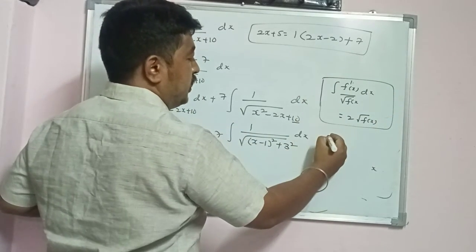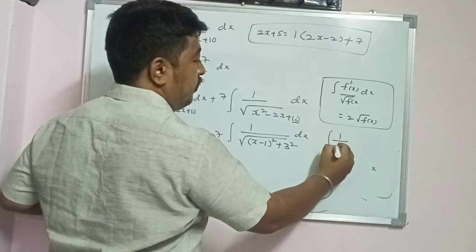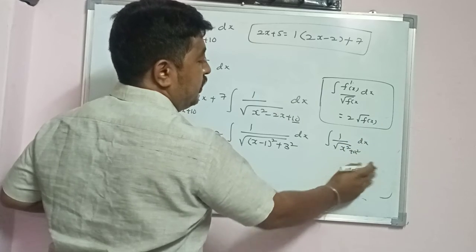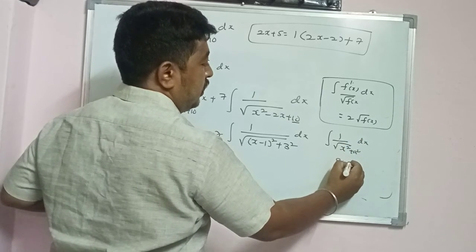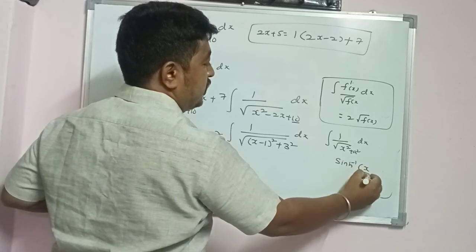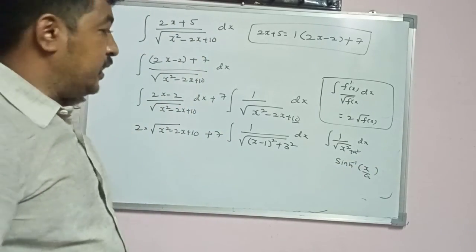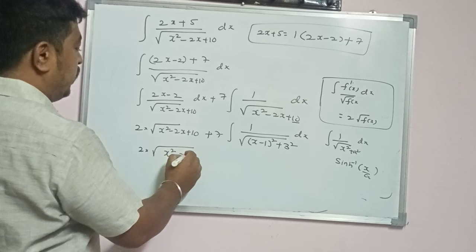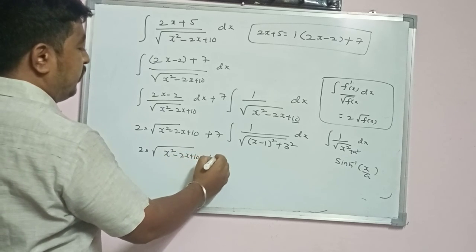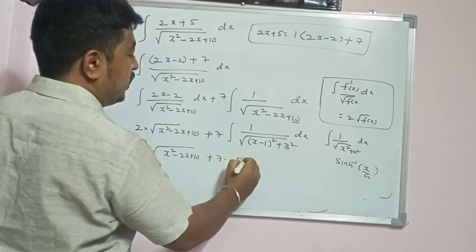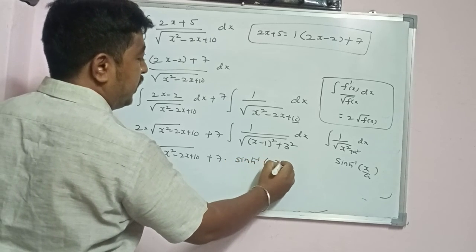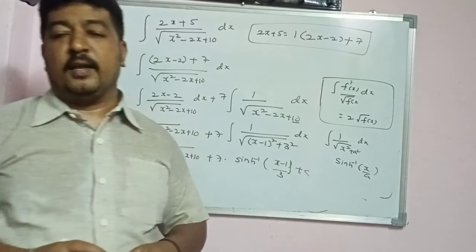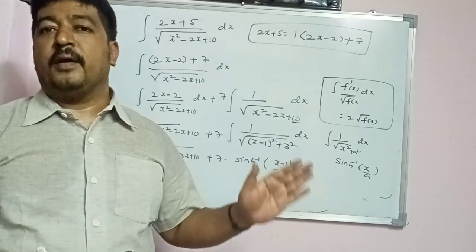We have the formula: integration of 1 by the square root of x square plus a square dx is sin h inverse of x by a. So the result is 2 into the square root of x square minus 2x plus 10, plus 7 into sin h inverse of (x minus 1) by 3, plus c. This is the condition. We can apply the integrations by applying the conditions.